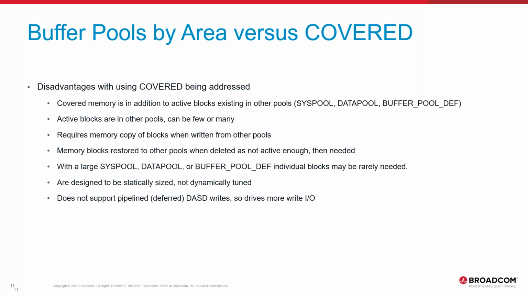Okay, and this is one of the problems we are trying to address is that there's a cost associated with moving 64-bit pages around. The memory blocks are restored to the other pools when they're deleted and they were not active, and then we have a new need. So they are in covered after an IO, and they're also in a pool. At some point, they can leave the pool. If they need to get refreshed, they come from covered. That's the point of covered.